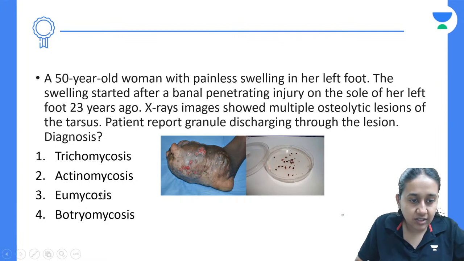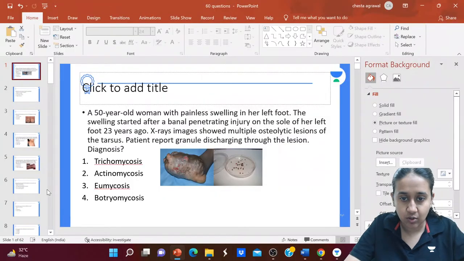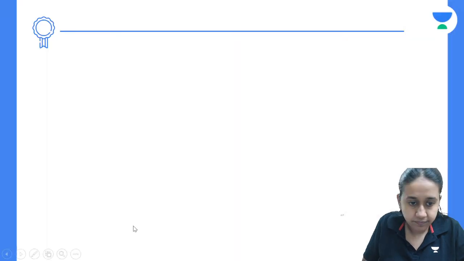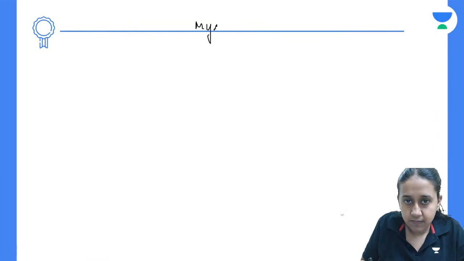Okay. Now, the correct answer of this question, for this particular penetrating injury, should be eumycetoma. Now let us discuss what exactly this question is all about. We need a plain paper. Now what is mycetoma?